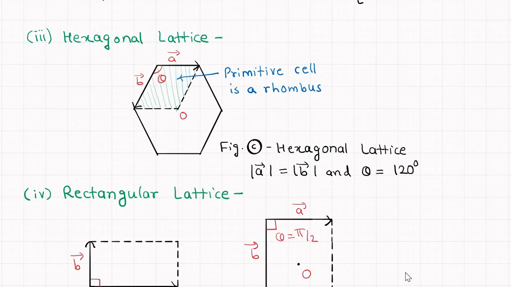Next 2-dimensional lattice is hexagonal lattice. Figure C shows the hexagonal lattice. In this type, mod of vector A is equal to mod of vector B and theta is 120 degree, that is the angle between vector A and vector B is 120 degree. In hexagonal lattice, a regular hexagon is formed when all the nearby lattice points about a given lattice point O are connected as indicated in figure C. The primitive cell is a rhombus of 120 degree angle.